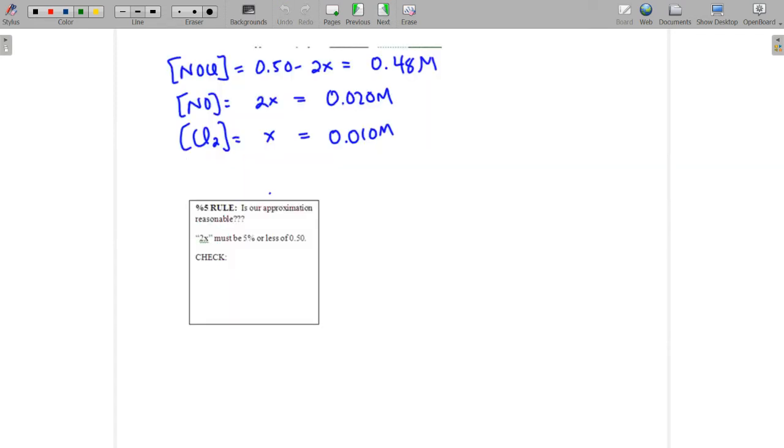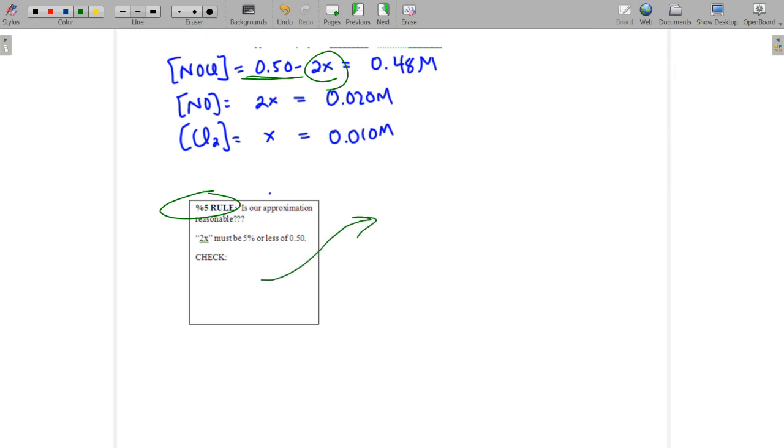Now, we've got to check that. We've got to make sure that we're checking the information because there's this thing called the 5% rule. AP will check to make sure that if you make the assumption that our 2x in this case is small enough to ignore when we're doing the calculation, it has to be below 5% of the initial concentration or initial pressure. So you have to check to make sure that your 5% rule is correct.